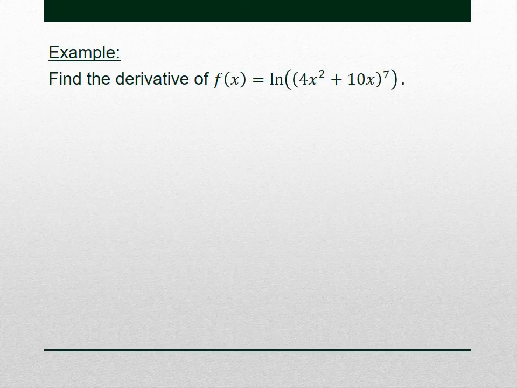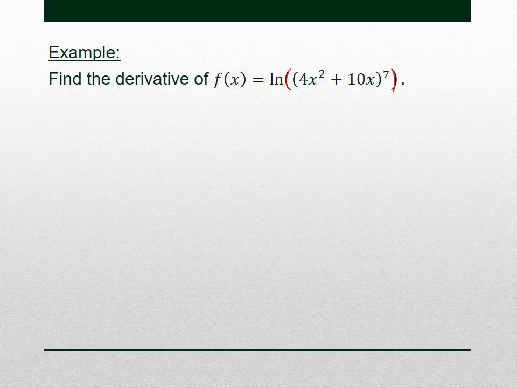Okay, what about this guy? So we've got natural log of, right, and then these big parentheses, which I'll put in red, and all the stuff inside there, that 4x squared plus 10x to the 7, that is all inside that natural log. Again, we just want to find the derivative. So looking at that, you should think, okay, that looks like it's going to be chain rule again.